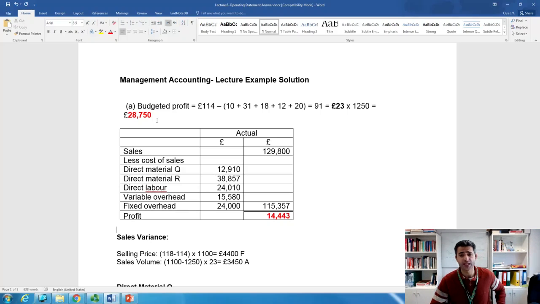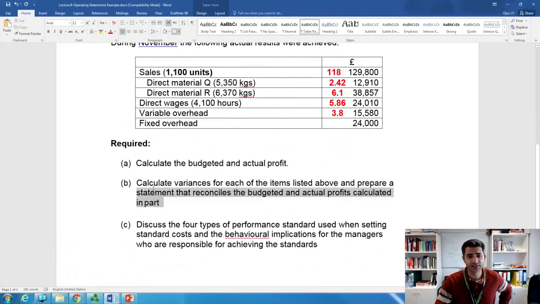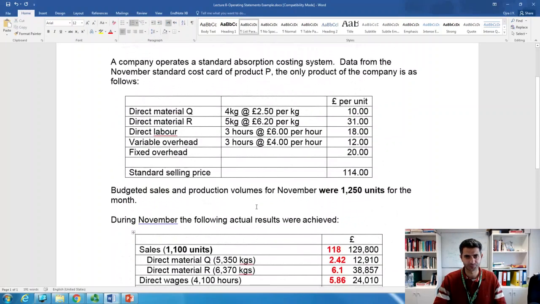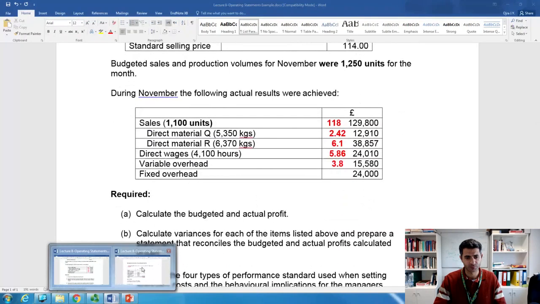So now, in section B of the question, we need to look at and find out the variances. We need to calculate the variances for each of the items listed above and prepare the operating statement, which can reconcile the budgeted and the actual profits calculated in this part, right? So let's have a look. We need to start first of all with the sales variance.